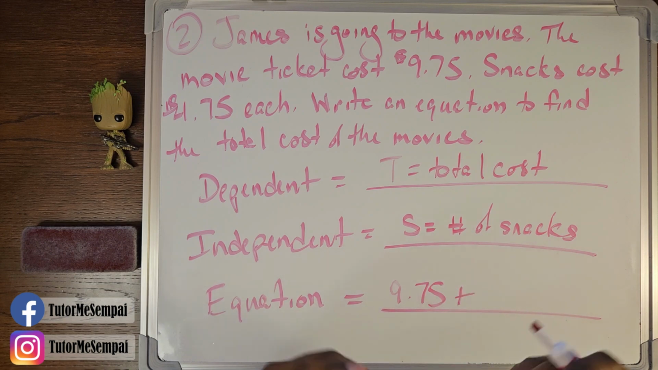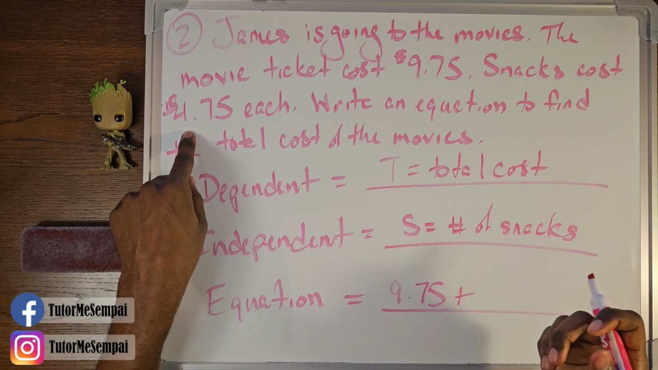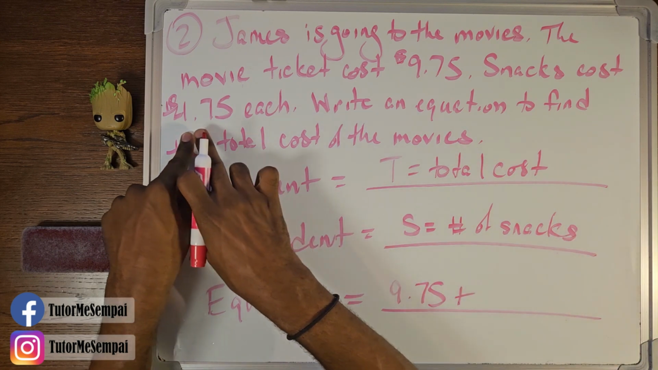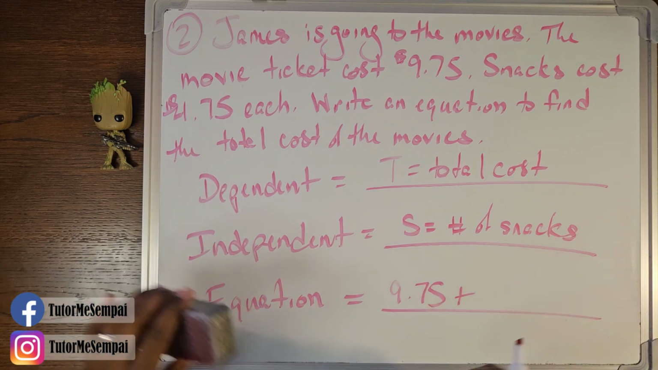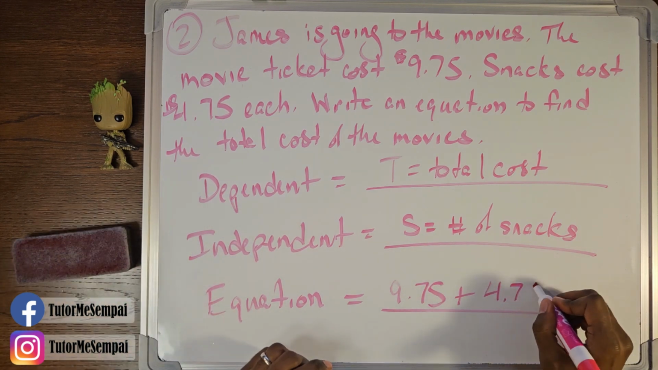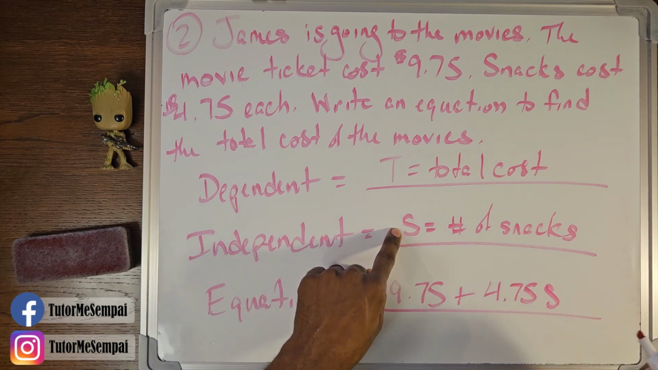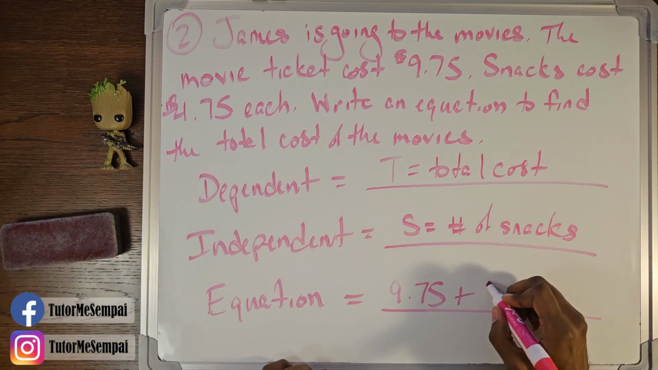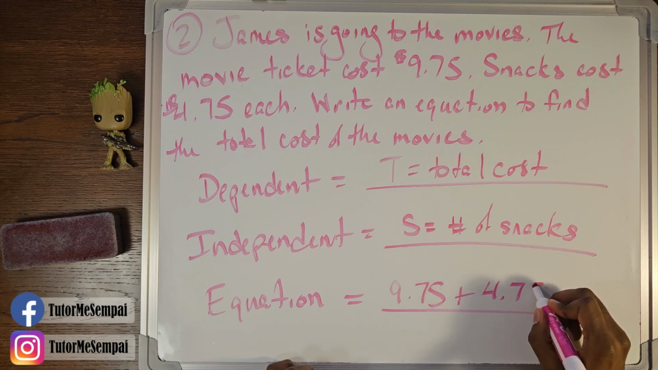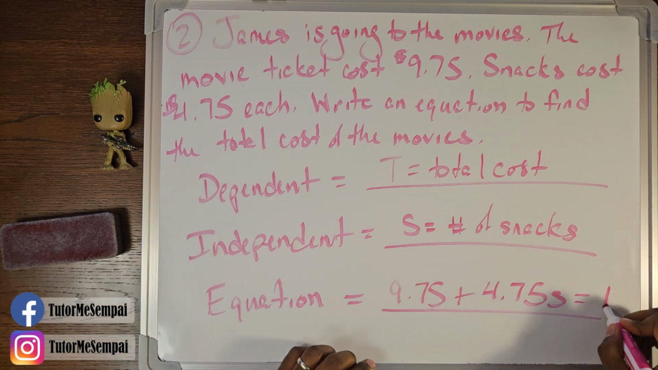Because anything else, our snacks, is going to be extra. It's going to add to the cost. So we know that each snack is going to cost $4.75. So that's $4.75. Wrote that wrong there. $4.75. And we know S is the number of snacks. So depending on how many snacks, is going to be that. Let's write this a little bit better so that our 5s don't look like S's. So 4.75 S. And that's going to equal the total cost of our movie, T.